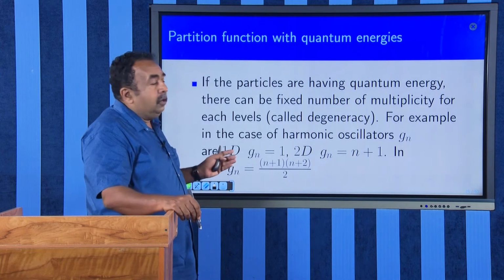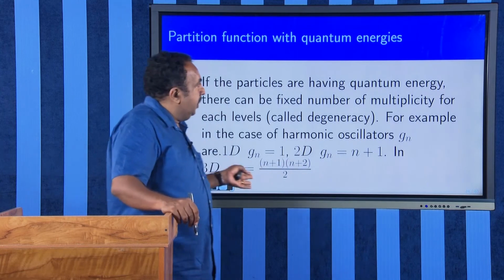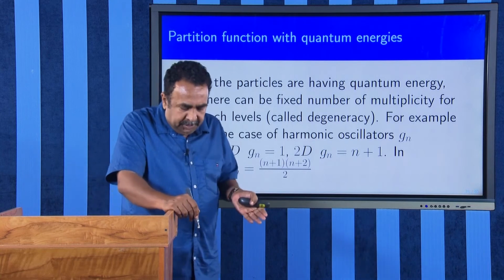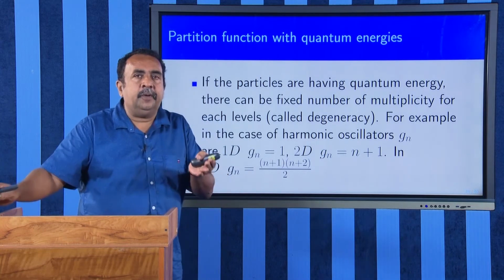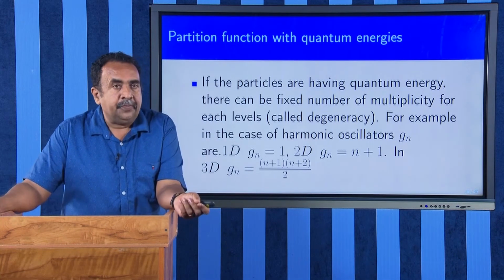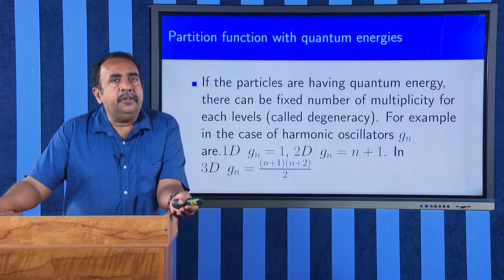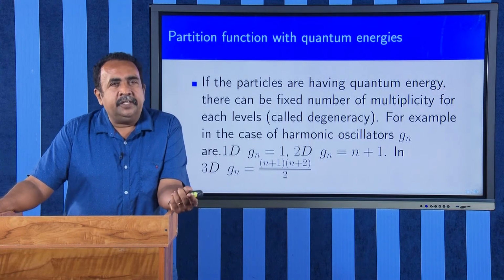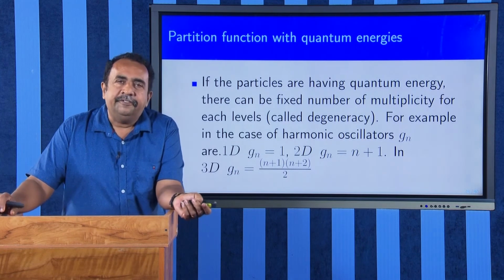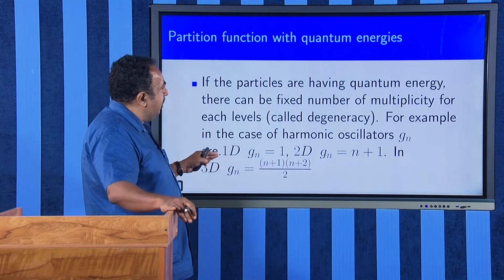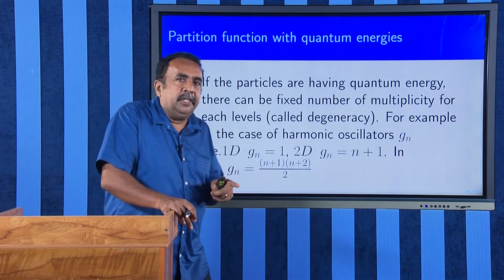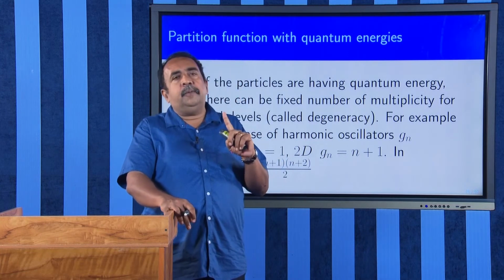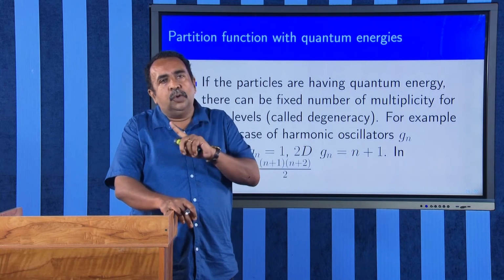Now, coming back to degeneracy: for a quantum system, it is an expression you will derive in quantum mechanics. When you solve the Schrodinger equation, you naturally get the degeneracy, how many degenerate states there are for each level. For example, a harmonic oscillator is a quantum system whose classical energy is p squared by 2m plus half k q squared.